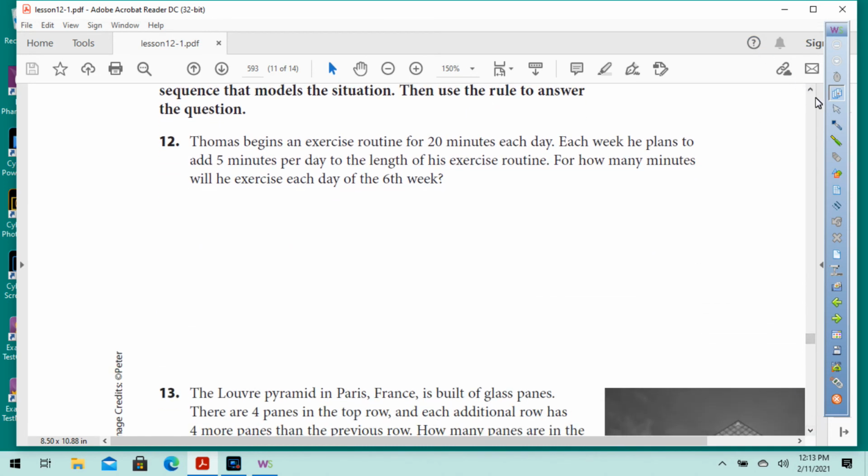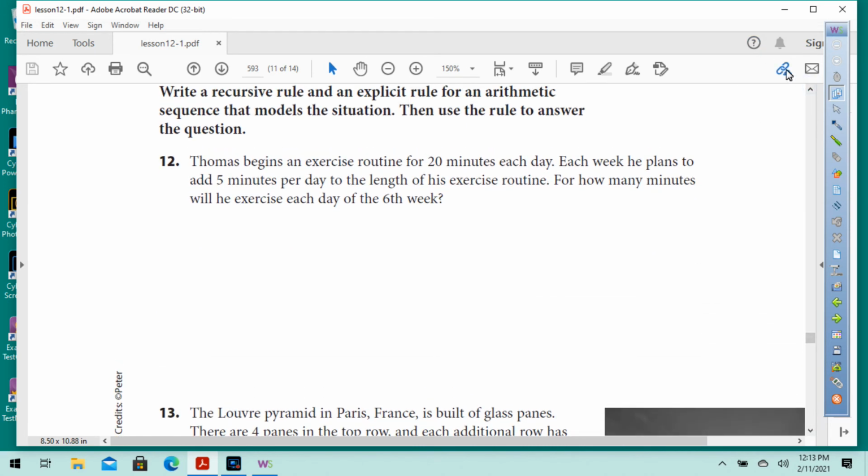Number 12. Let's see. Thomas begins an exercise routine for 20 minutes each day. Each week he plans to add 5 minutes per day to the length of his exercise routine. For how many minutes will he exercise each day of the 6th week?